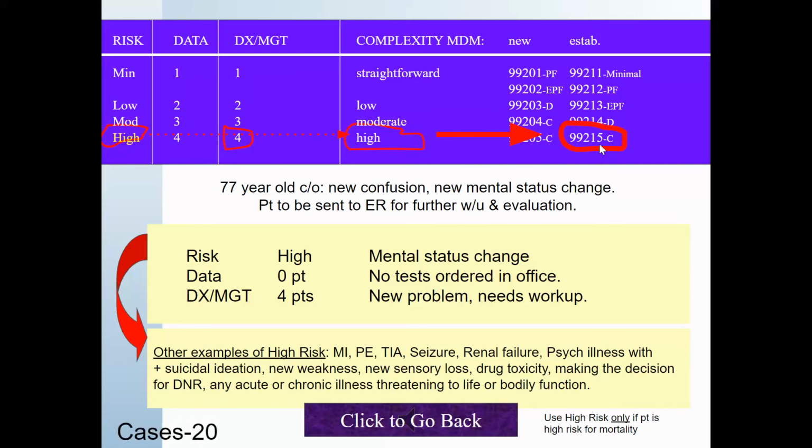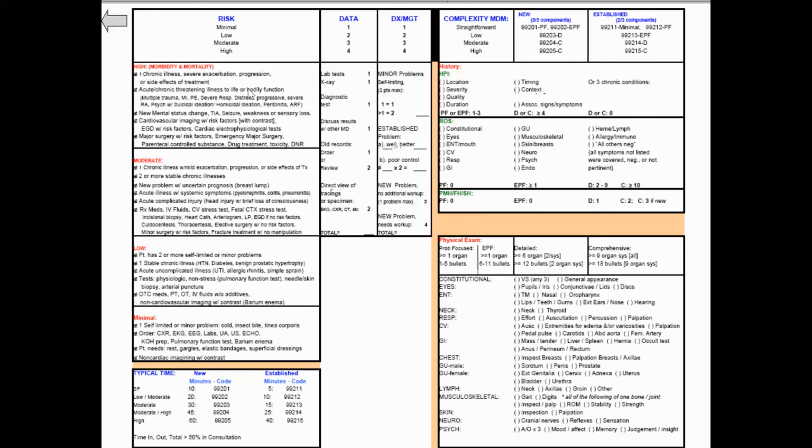Now, let's take a quick look. New mental status changes, that's how we get our high risk. New problem is going to need a workup, 4 points. There you go. High, 99215, comprehensive exam. So there's an example of the comprehensive exam.